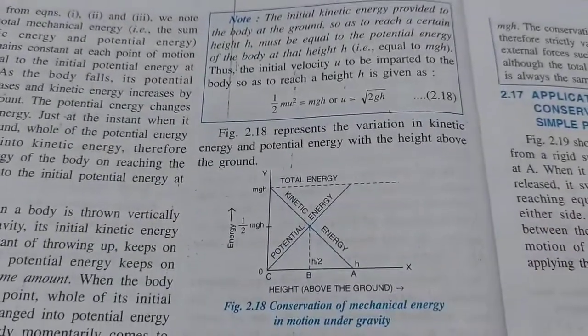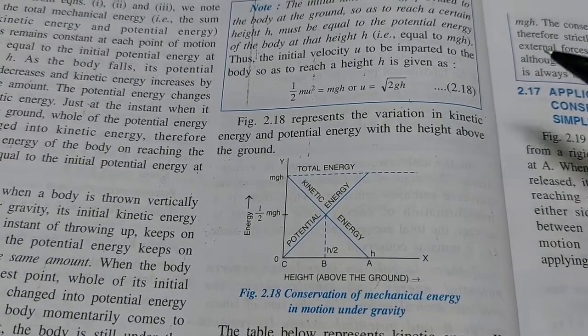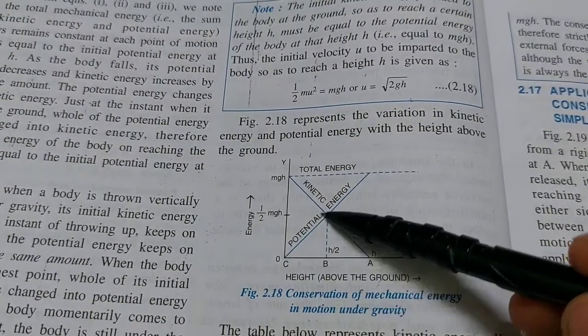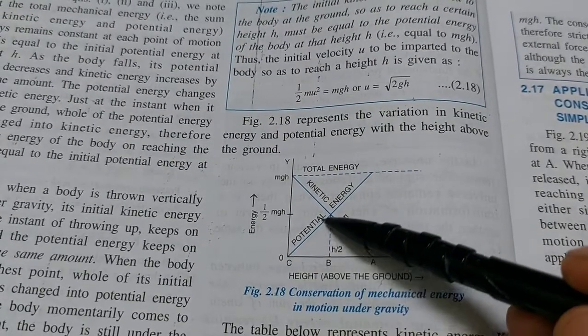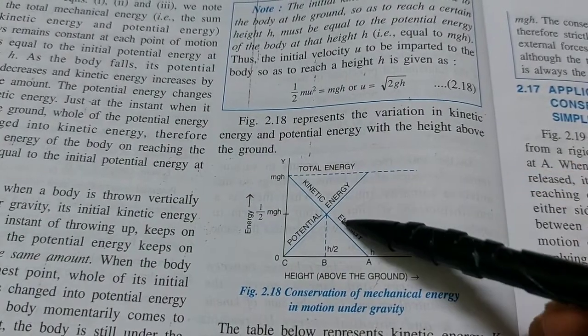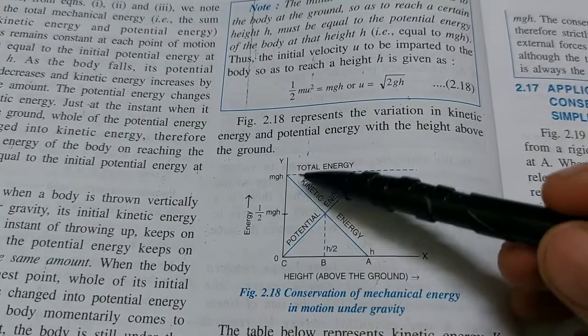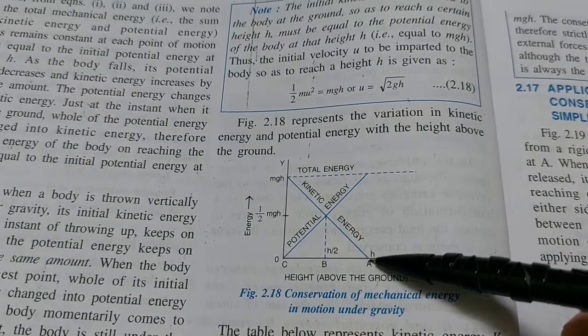Now, if you draw a graph, we notice that as you raise an object from C to B to A on top, the potential energy increases, but the kinetic energy decreases. So at the bottom, the kinetic energy was maximum at point C, but at point A on top, it was at rest, so kinetic energy was 0.